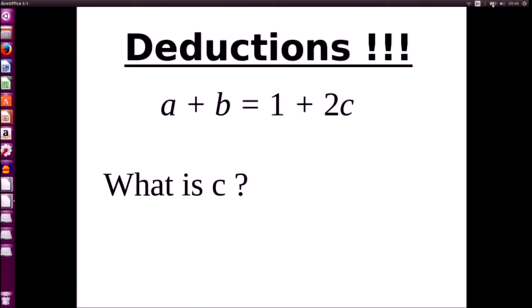We can reduce some of these. Deductions: if A, B, and C are all zeros and ones, what is C? I can dictate the answer to you, but then you won't learn anything. If you think about it, then you figure it out on your own and remember it for the rest of your life. What's C?